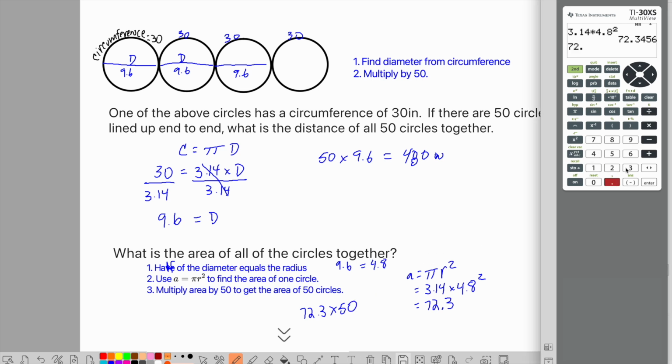So 72.3 times 50 is 3,615 inches squared, meaning it's a measurement of area. And that is our final problem.